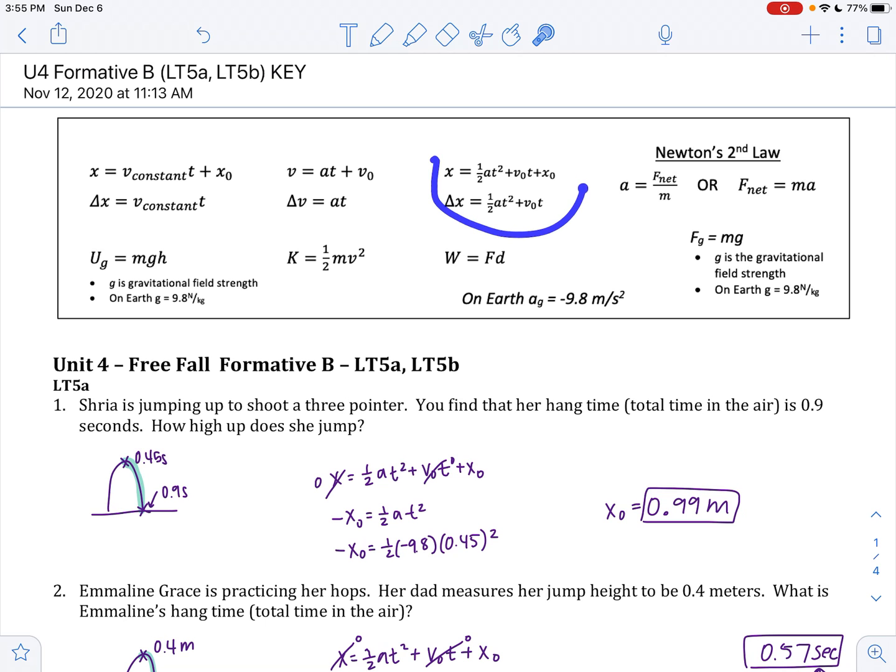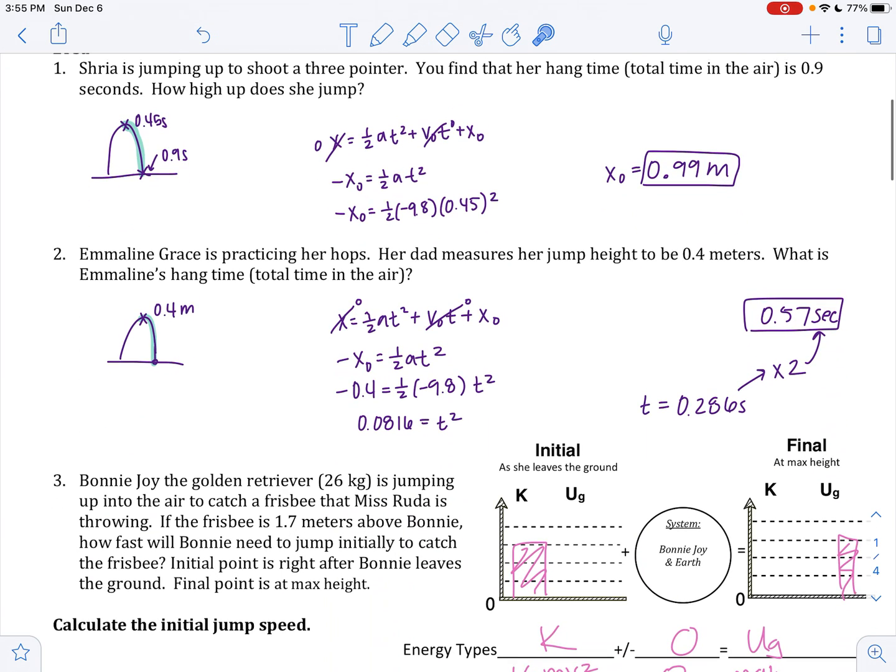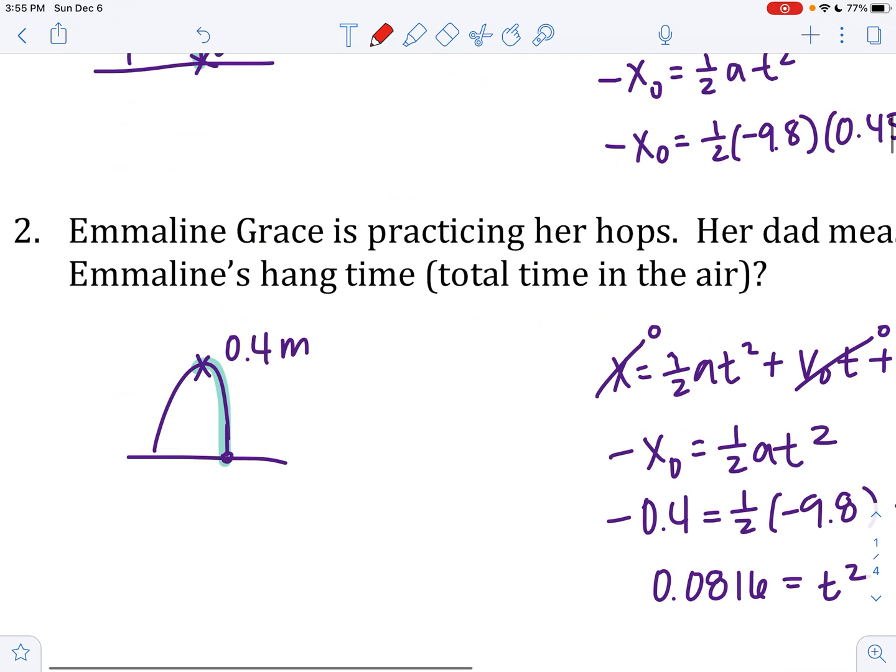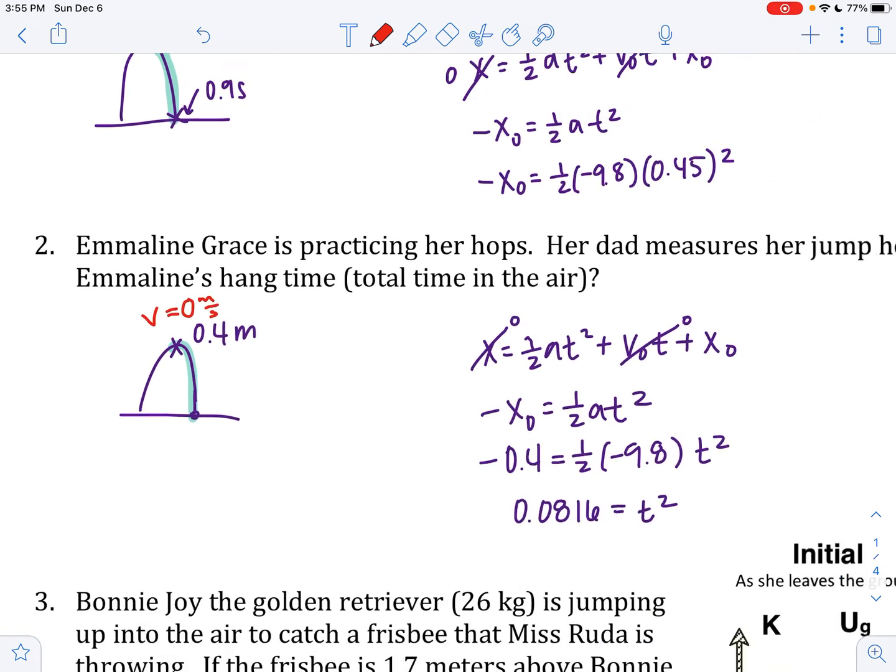And we do know how high, so we're going to use this same equation again. Once again, we're going to start at the top because I know the velocity is 0. One thing you may want to do is write v equals 0 meters per second at the top there to remind you of that.